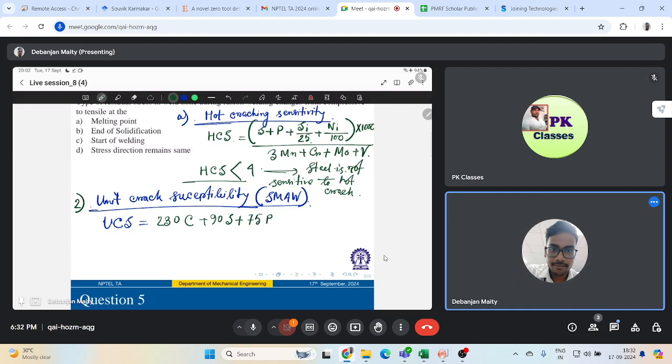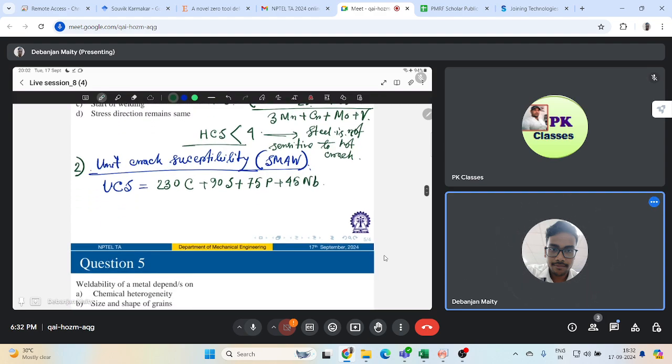75 P plus you can add niobium. So in their steel material, they had niobium. They also had silicon in the steel material. They also had manganese. So this is how they had obtained their unit crack susceptibility for these elements, right? So depending on your experimental condition, you can obtain some empirical relation.